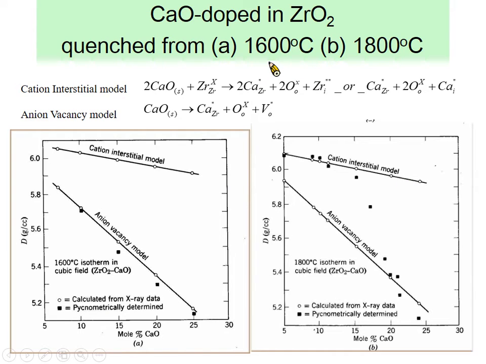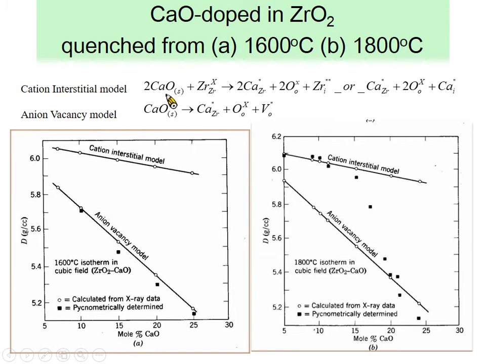Here are the two cases that we often mention for the zirconia. This is zirconia doped with calcium. Calcium has a divalent valence, and the samples are quenched from 1600 or 1800. So the electronic conduction of this zirconia material will be observed at 1600 and 1800. The first one is the model that we proposed that can happen for calcium-doped zirconia.